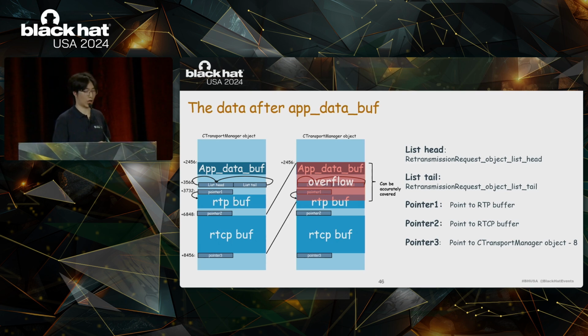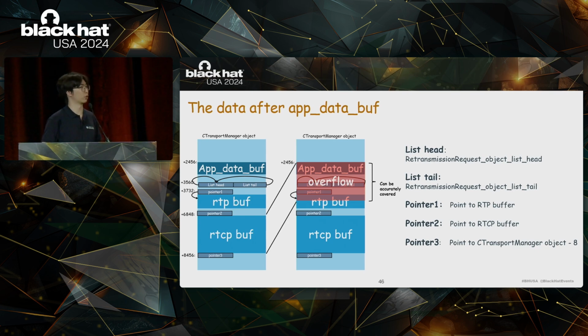The list head and tail are the members of the double linked list, the retransmission request object list. Pointer 1 points to the RTP buffer. Pointer 2 points to the RTCP buffer. And pointer 3 points to the C transport manager object minus 8. And as shown on the left, pointers in the right zone are under our control. In other words, the list head, list tail, and pointer 1 can be repaired after overwriting happens.